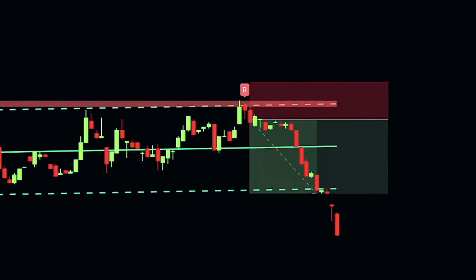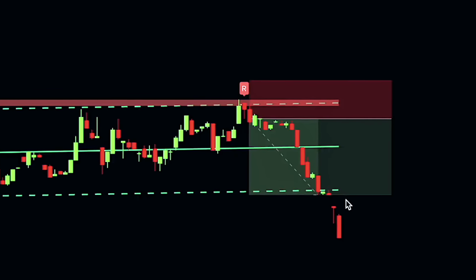Test this strategy on different time frames, but always backtest fully before going live.